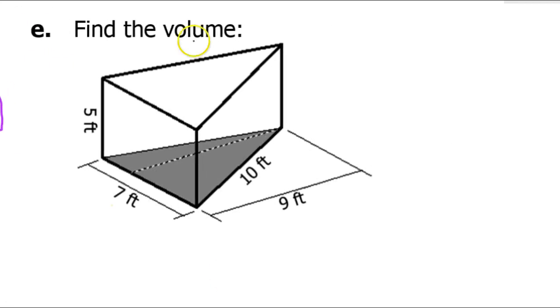Okay, what about part E? Part E is a prism. It has two congruent bases. So the formula for the volume of a prism is area of the base times the height. There is no 1/3 or 4/3 or anything like that.